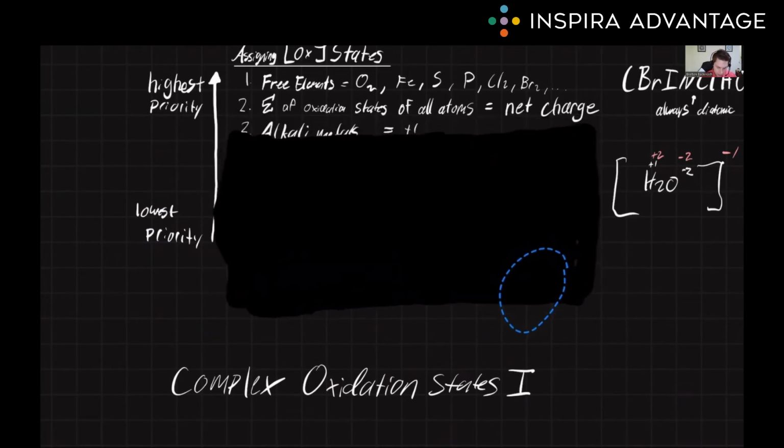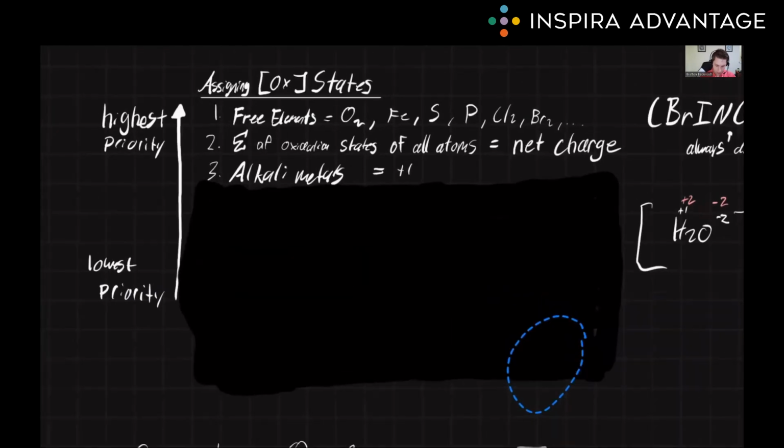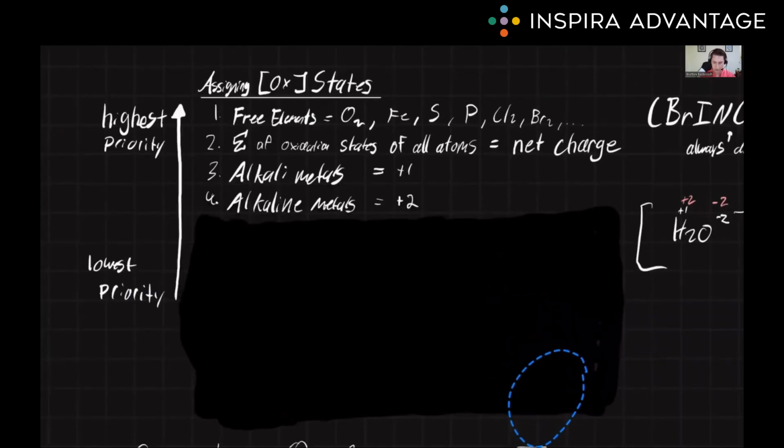The next one we've got are the alkali metals. This is just your first column periodic table elements. Things like hydrogen, lithium, sodium, potassium, etc. And these we're just going to assign a +1 charge to them. After these, the next highest priority we have are the alkaline earth metals, or the second column. These are things like Be, magnesium, calcium, Sr, etc. These we're going to assign a +2 charge.